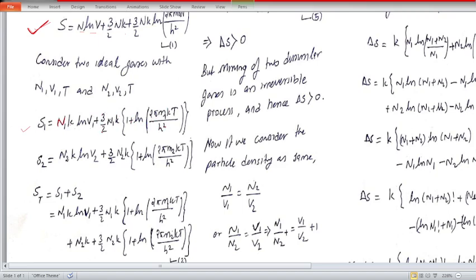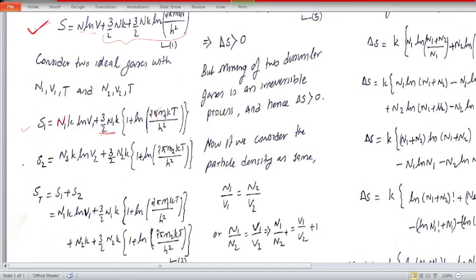We have taken 3 by 2 nk as common, and then you can write it as 3 by 2 nk into 1 plus ln 2 pi m1 kT by h square. Here the mass is m1 for the first gas, and the second gas has mass m2. So in the bracket you can see 1 plus ln of 2 pi m kT by h square, multiplied with 3 by 2 nk.